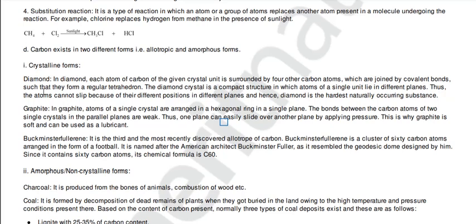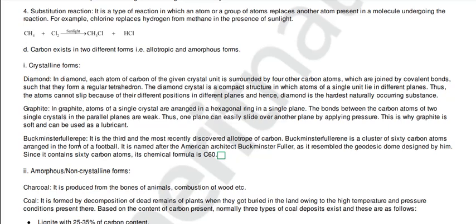Thus, the atoms cannot slip because of their different positions in different planes, and hence, diamond is the hardest naturally occurring substance. Graphite. In graphite, atoms of a single crystal are arranged in a hexagonal ring in a single plane. The bonds between the carbon atoms of two single crystals in the parallel planes are weak. Thus, one plane can easily slide over another plane by applying pressure. This is why graphite is soft and can be used as a lubricant.